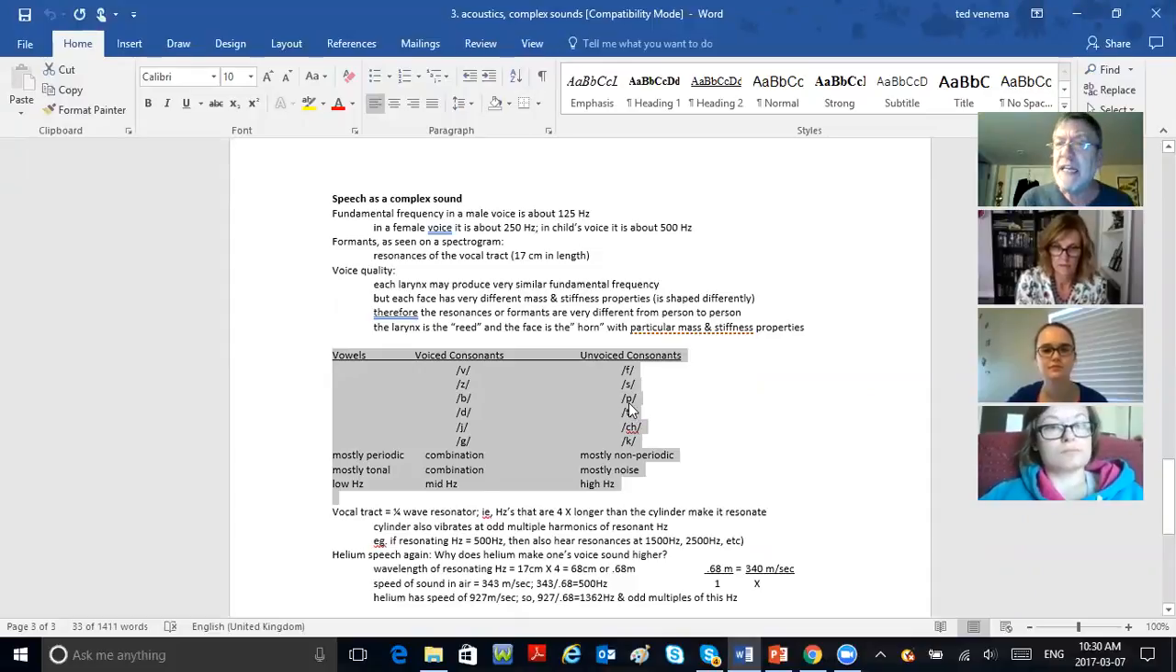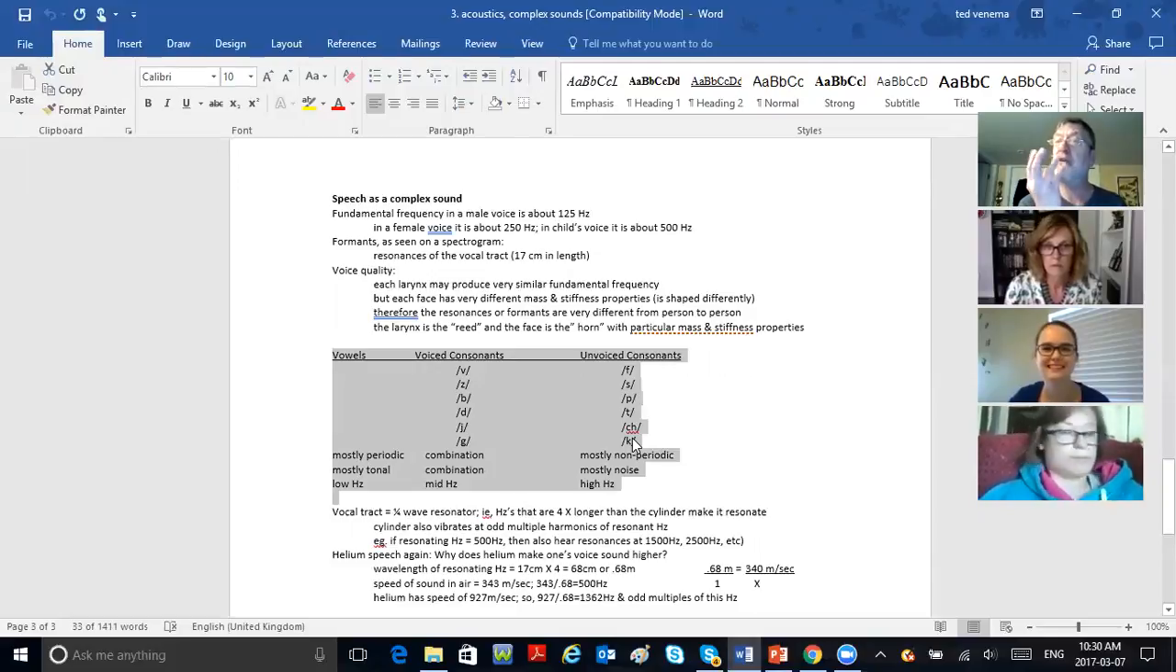If you take the letter P and put a voice in it, now you have a B. If you take the letter T and you put a voice in it, now you have a D. If you take the letter CH and put a voice in it, now you have a J. If you have the letter K and you put a voice in it, now you have a G. They both are using the tongue.